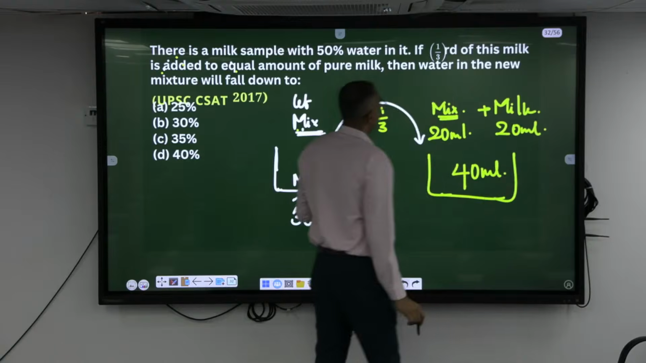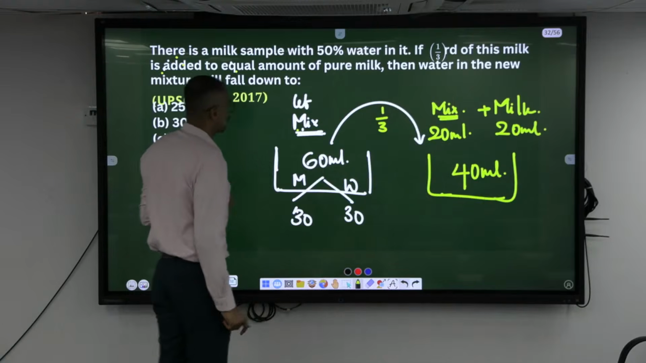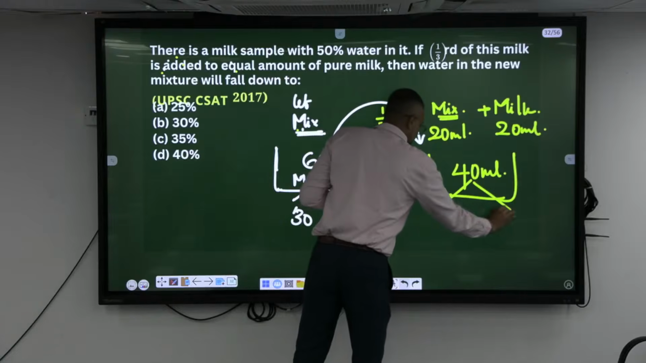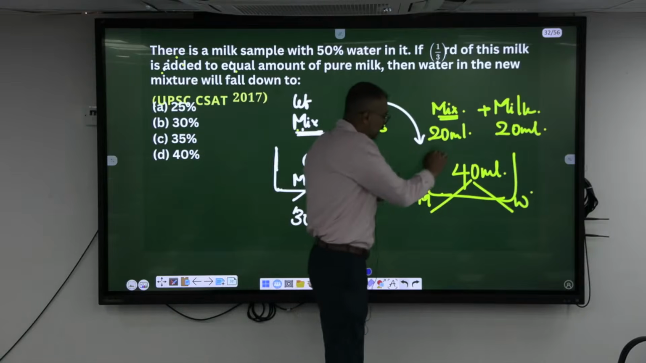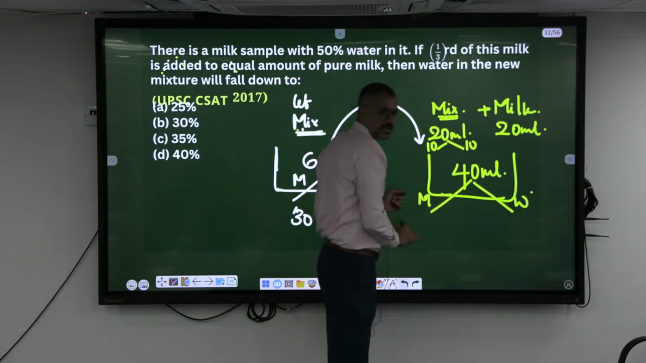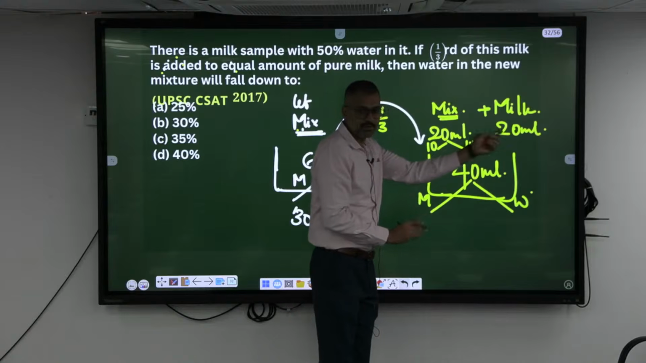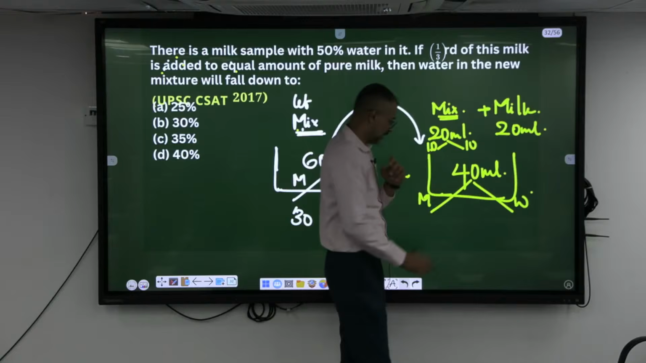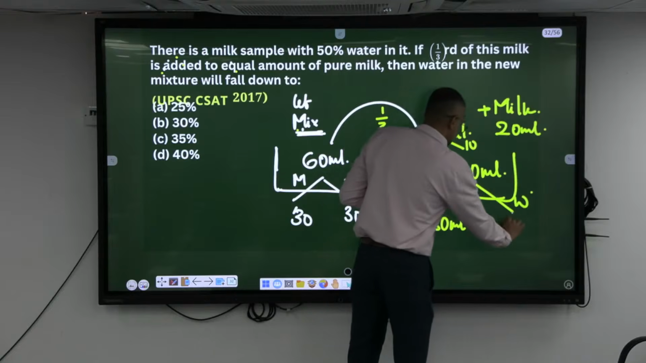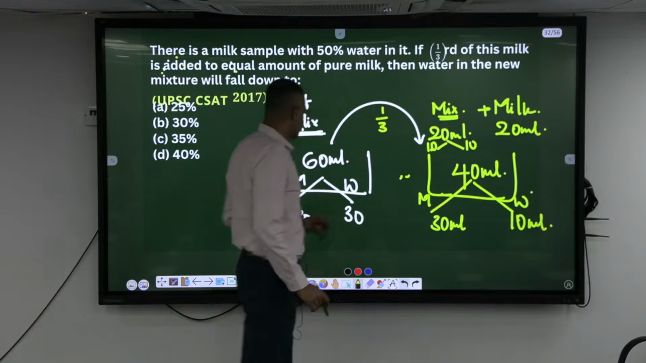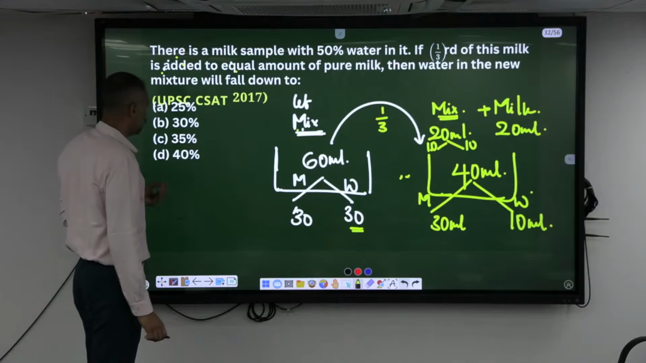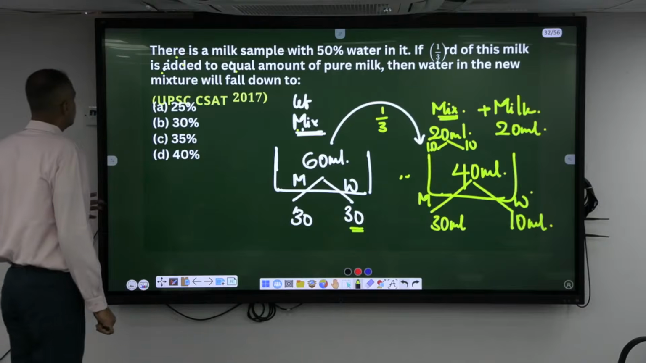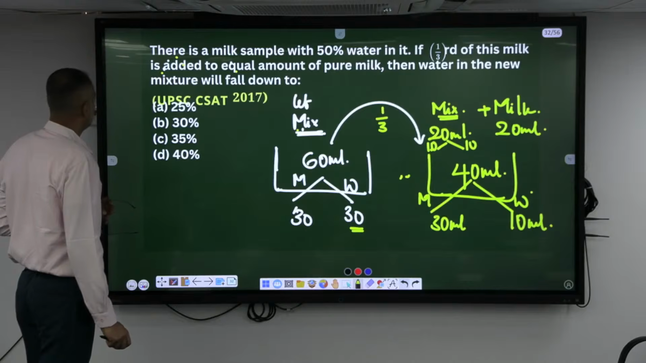40 ml. Okay, then the water in the new mixture will fall down to, ಇದರಲ್ಲಿ ಮಿಲ್ಕ್ ಎಷ್ಟಿದೆ ವಾಟರ್ ಎಷ್ಟಿದೆ ಹೇಳಿ. ಈ ಮಿಕ್ಸ್ಚರ್ ಅಲ್ಲಿ 10 and 10 ಇತ್ತಪ್ಪ, 10 milk 10 water, 10 milk will add with 20. So milk will be 30 ml, water is 10 ml. Okay, so earlier the water was how much? 30, now it is 10 ml, decreased by what percent? So what has to be done here? What is the percentage decrease here?